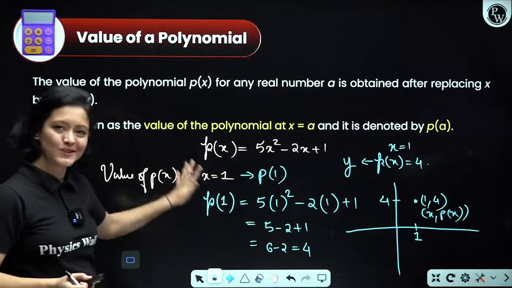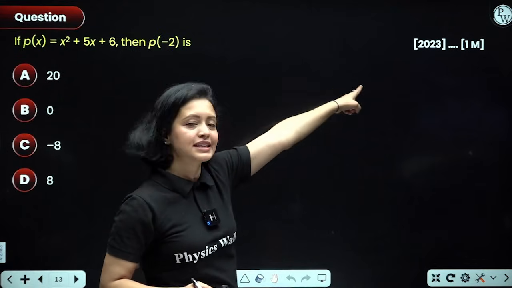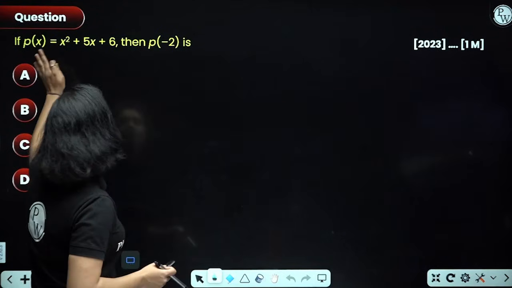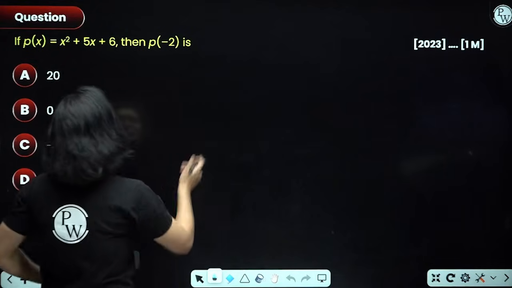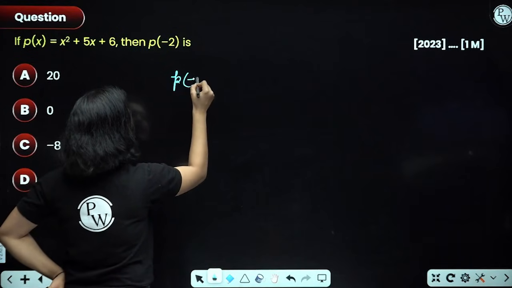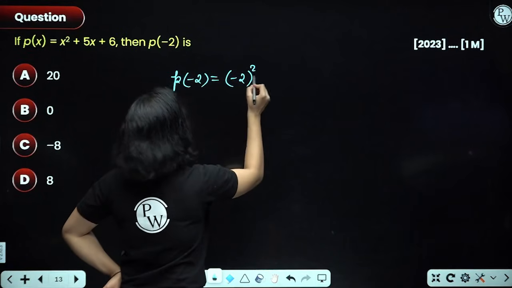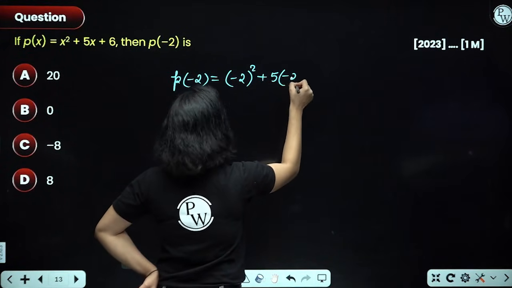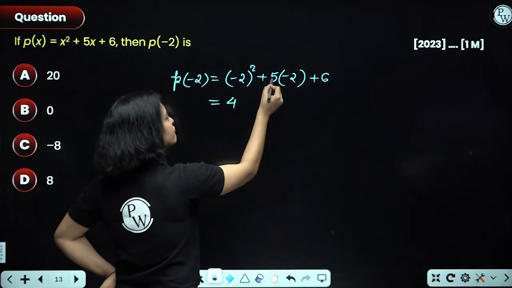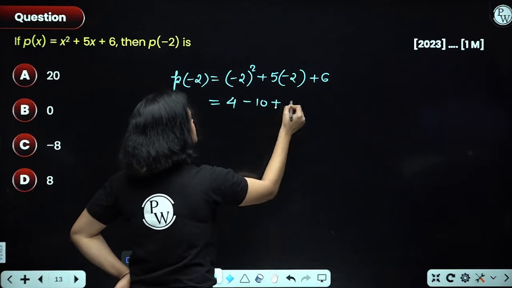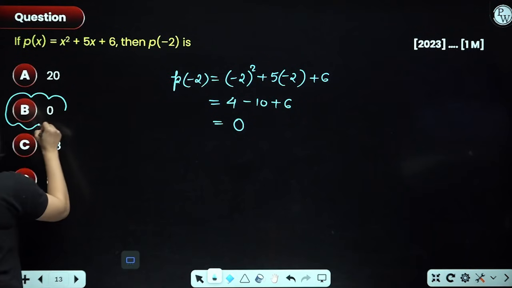Got it? So yes, I think this was pretty simple, pretty basic, and you have a question of board exams here. It was asked in MCQ in 2023, right? Okay, so p(x) is given as x squared plus 5x plus 6, and you have to figure out the value of p(-2). So let's do it, everyone. We all know what to do. We will just replace x with minus 2, right? So (-2) squared plus 5 into (-2) plus 6. Okay, (-2) squared is 4, everyone. 5 into -2 is minus 10, plus 6. When you evaluate the entire thing, you get 0. So basically, option number B is the answer.